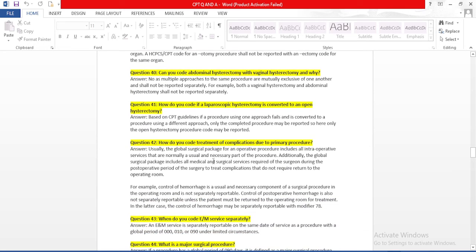Can you code abdominal hysterectomy with vaginal hysterectomy and why? We can't code abdominal hysterectomy with vaginal hysterectomy, as multiple approaches to the same procedure are mutually exclusive of one another and shall not be reported separately. For example, both vaginal hysterectomy and abdominal hysterectomy shall not be reported separately.